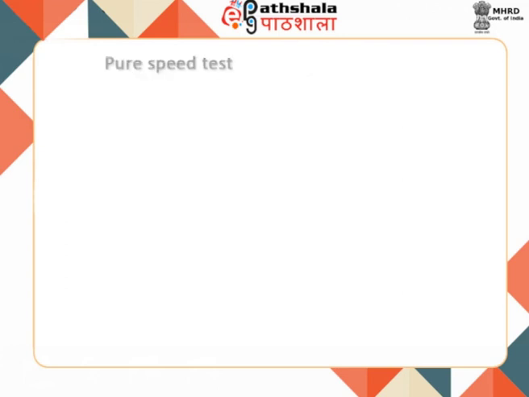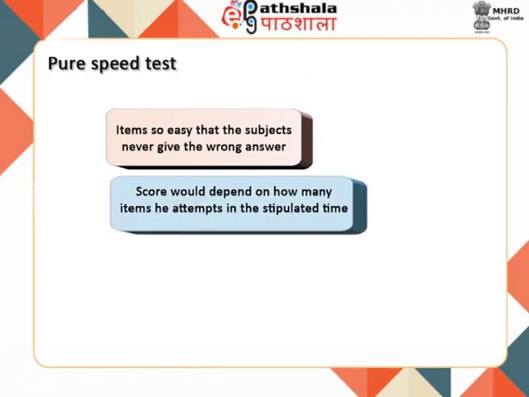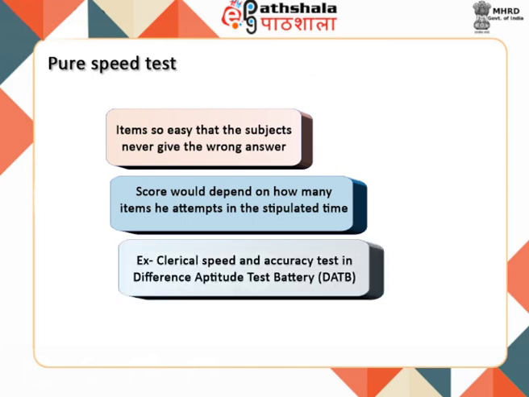A pure speed test is a test composed of items so easy that the subjects never give the wrong answer to any of them. This implies that all the attempted items would be correct and the test taker's score would depend on how many items he attempts in the stipulated time, assuming that the test takers are instructed not to skip any item and they follow it. The clerical speed and accuracy test in the differential aptitude test battery is one such example.